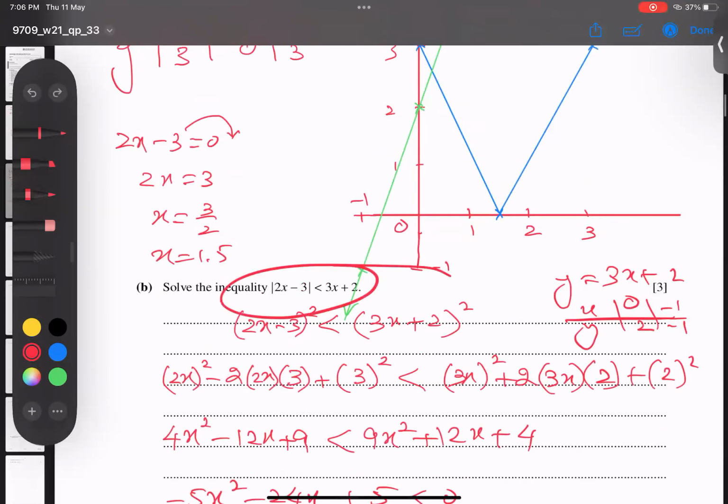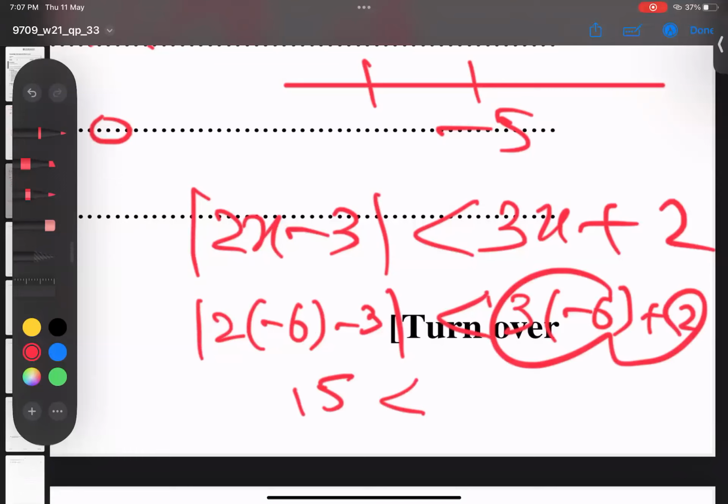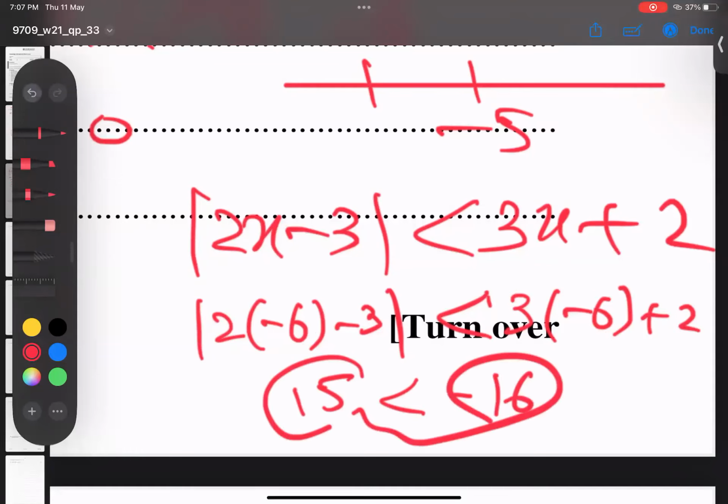Now I'm plugging -6 in both sides. When I plug in -6 here and when I plug -6 in here, it is giving -12, -15 become +15. This is -18 out of 18. This is -16. And I'm saying 15 is smaller than that, which is impossible.